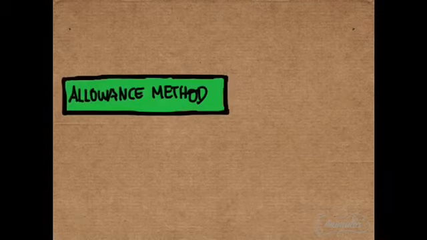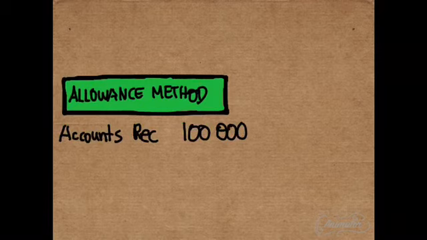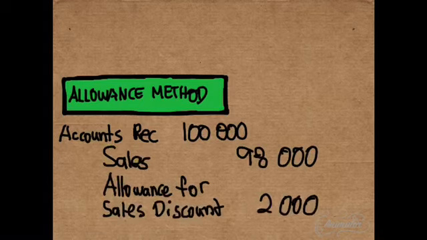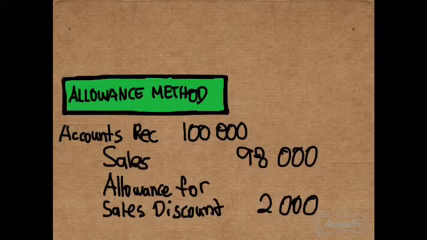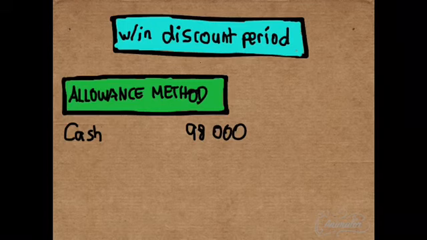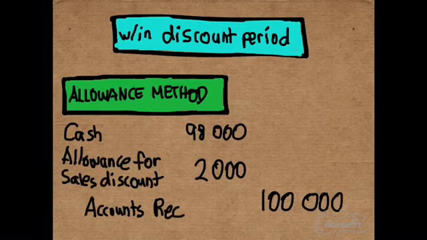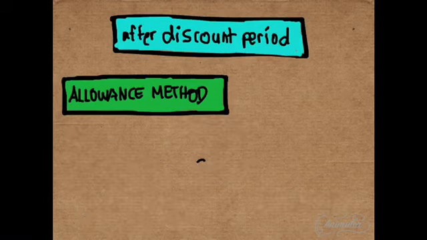If we're going to use the allowance method, the accounts receivable is recorded the same way as in the gross price method. Accounts receivable would be debited in full for 100,000, but the sales would be credited net of discount, so we credit only 98,000. And we also credit the allowance for sales discount amounting to 2,000. If the customer pays within the discount period, our journal entry would be a debit to cash for 98,000, a debit to allowance for sales discount for 2,000, and a credit to accounts receivable for 100,000.